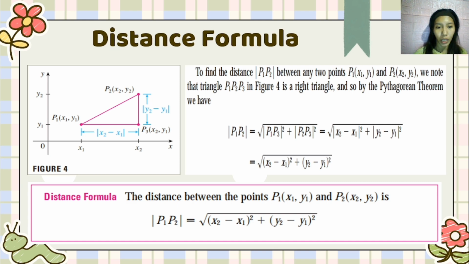So we have the distance formula between the points P sub 1 (x sub 1, y sub 1) and P sub 2 (x sub 2, y sub 2): D is equal to the square root of (x sub 2 minus x sub 1) squared plus (y sub 2 minus y sub 1) squared. So the distance formula, P sub 1 P sub 2, or commonly we will write it D, is D equals the square root of (x sub 2 minus x sub 1) squared plus (y sub 2 minus y sub 1) squared.